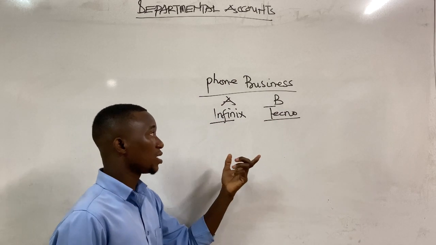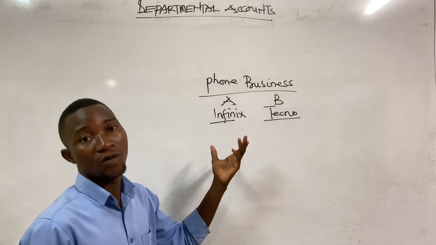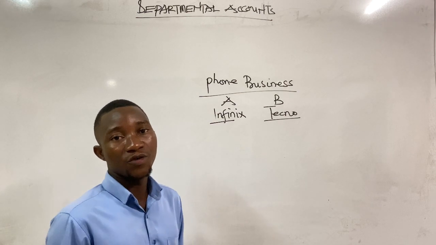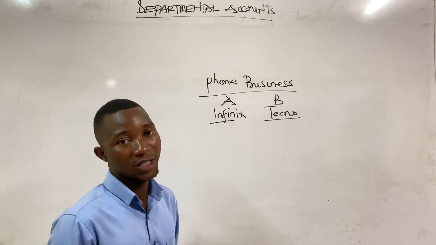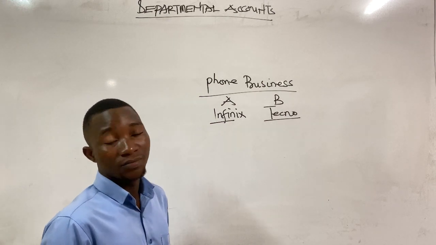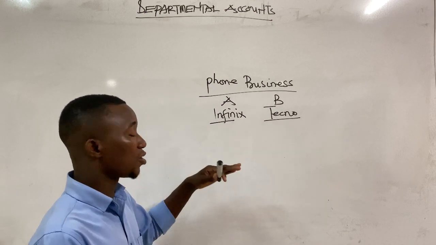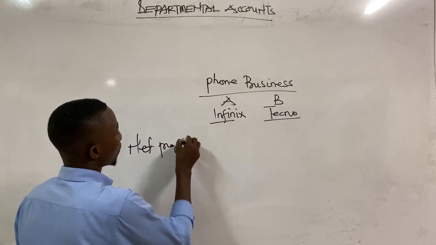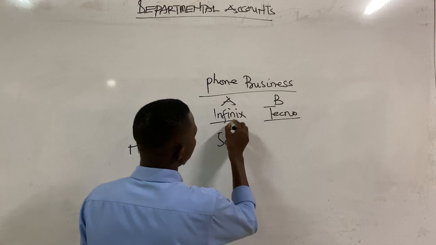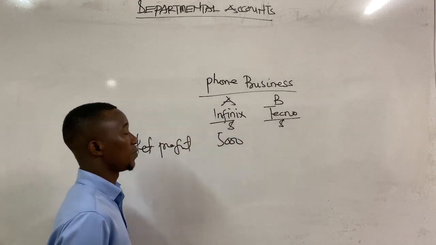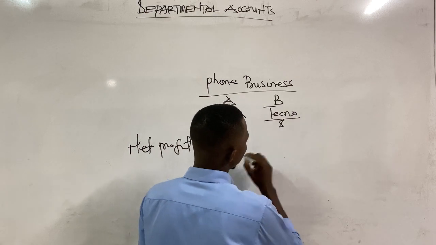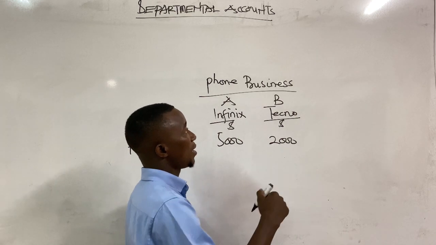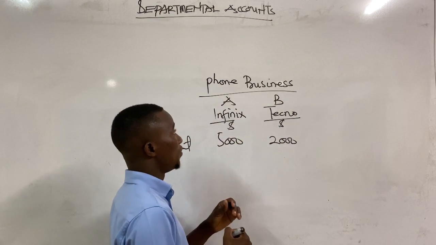The reason why we prepare the departmental income statement for each department is that we do this in order to ascertain the contribution of each department towards the net profit or loss of the business. Is that clear? For instance, at the end of the period, you arrive at a net profit of, let's say, $5,000 for department A, and you arrive at $2,000 for department B.